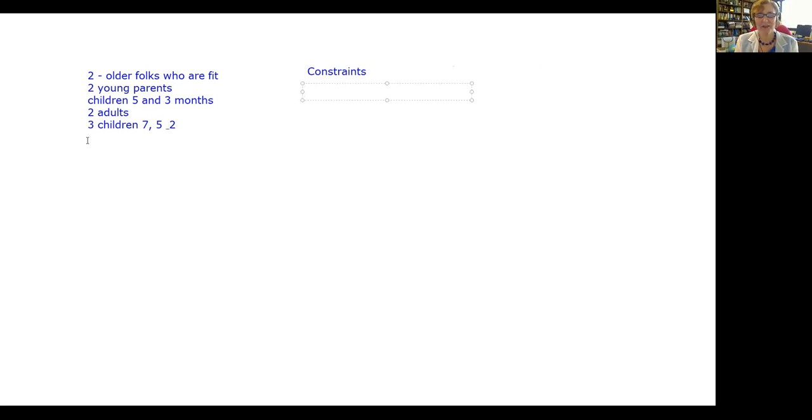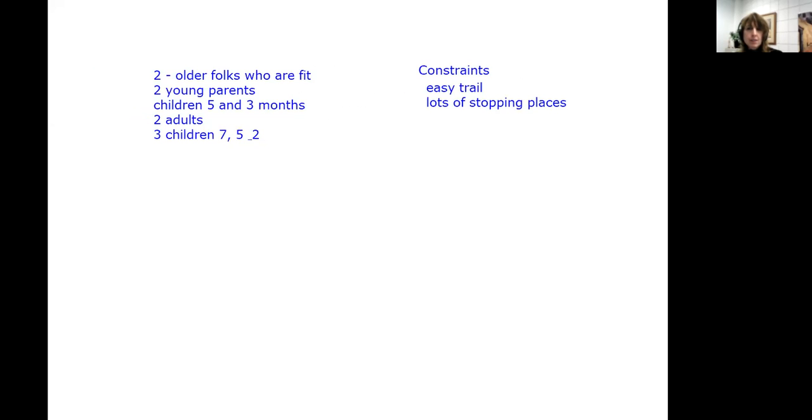So the constraints include an easy trail. It would include lots of stopping places, where we can enjoy the view and let those kids take a rest and get a snack. Maybe interesting places to keep children's interest. And safe places. I don't know how Wisconsin trails are, but there are quite a few Pennsylvania trails that you wouldn't take a 2-year-old.